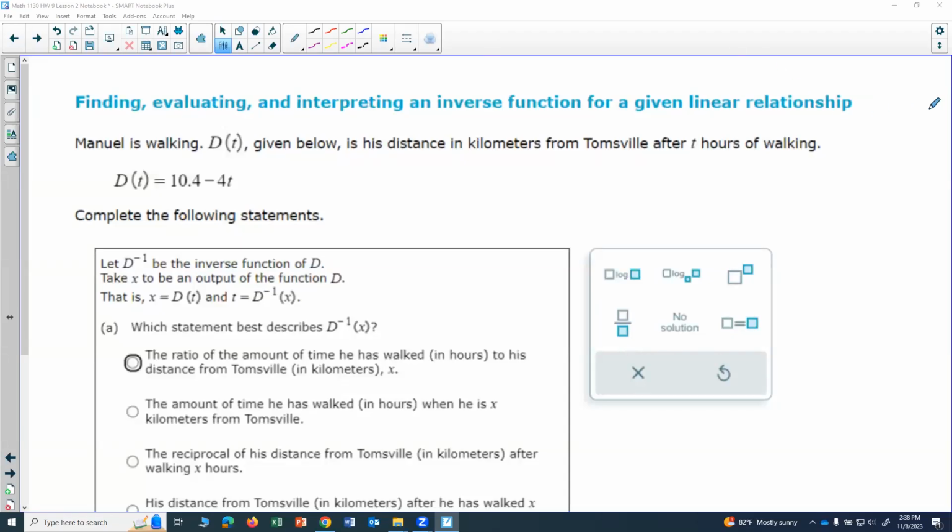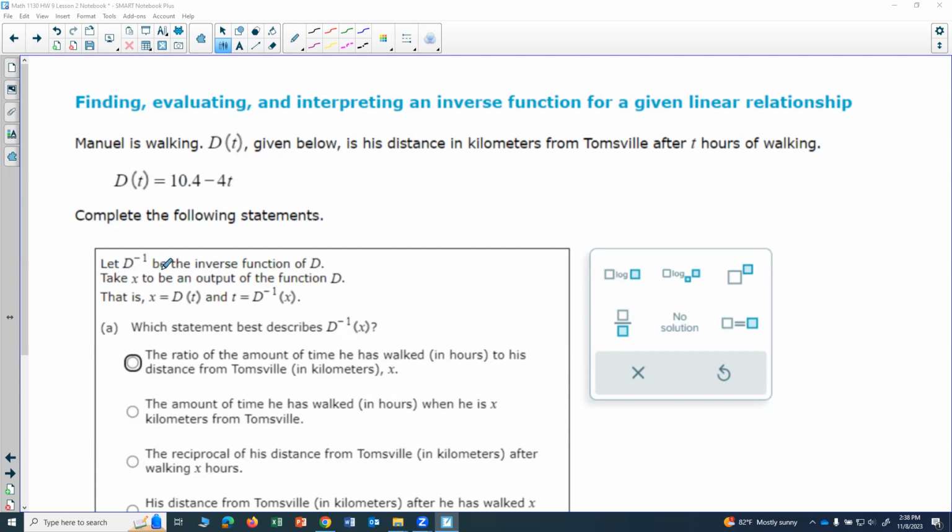This is an example of one of the ALEKS problems on inverses. Here we're doing an application problem, and we are finding, evaluating, and interpreting an inverse function for a given linear relationship. Manuel is walking. D of t, given below, is his distance in kilometers from Tomsville after t hours of walking. We are given d of t equals 10.4 minus 4t, and we want to complete the following statements.